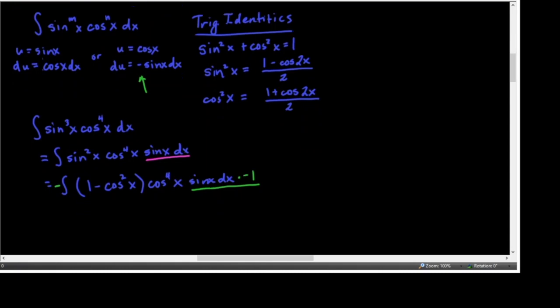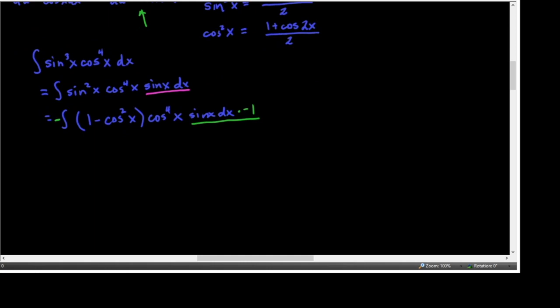Okay, so doing that substitution, this becomes the opposite of 1 minus u squared times u to the 4th times du. And of course that has simplified this considerably. We'll want to distribute the u to the 4th through that binomial and integrate the result, which looks like a polynomial.